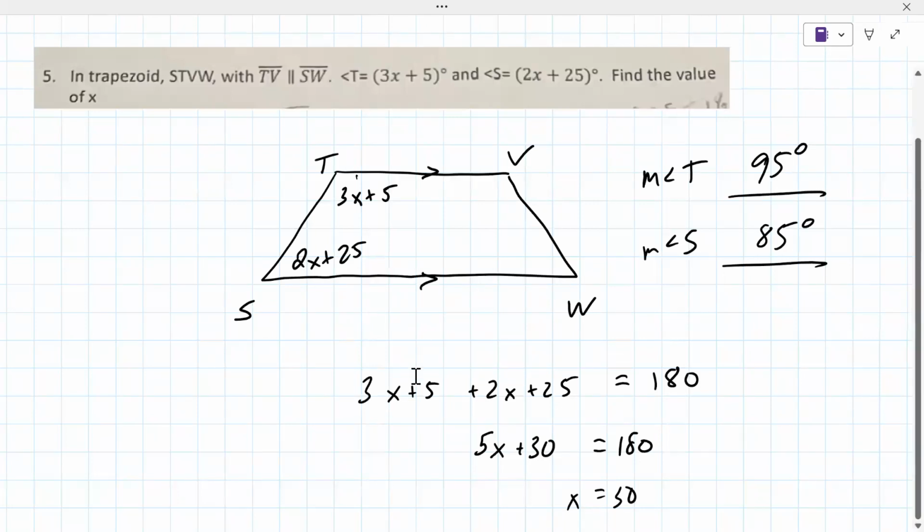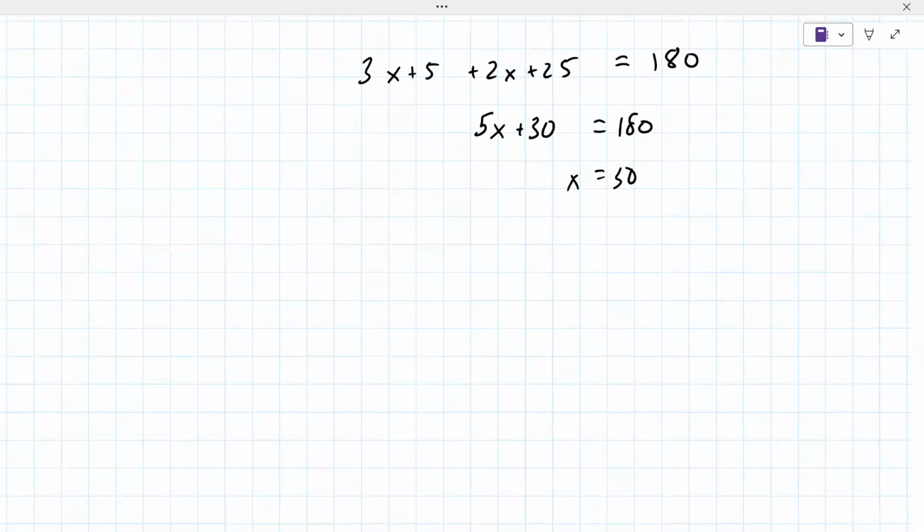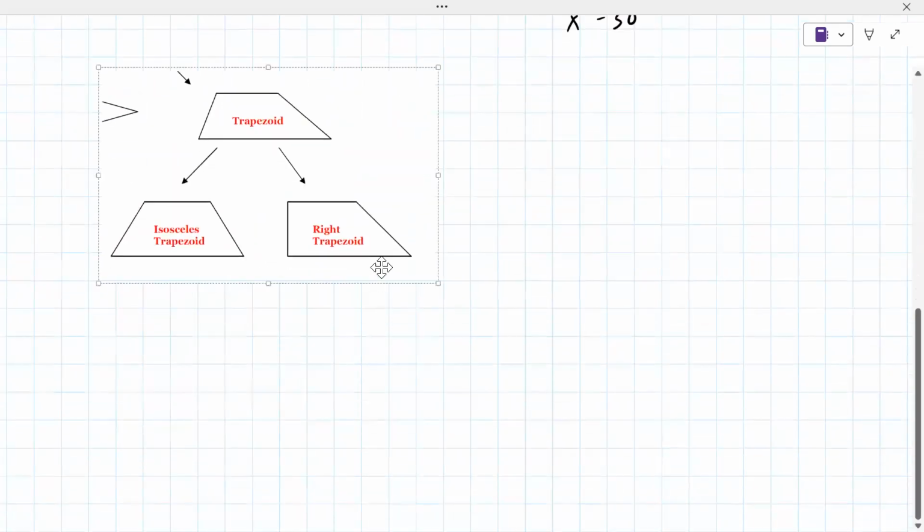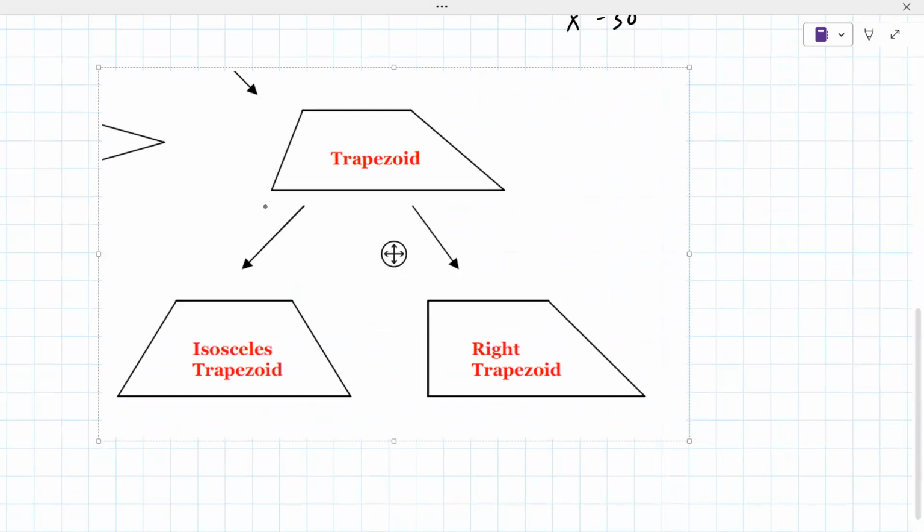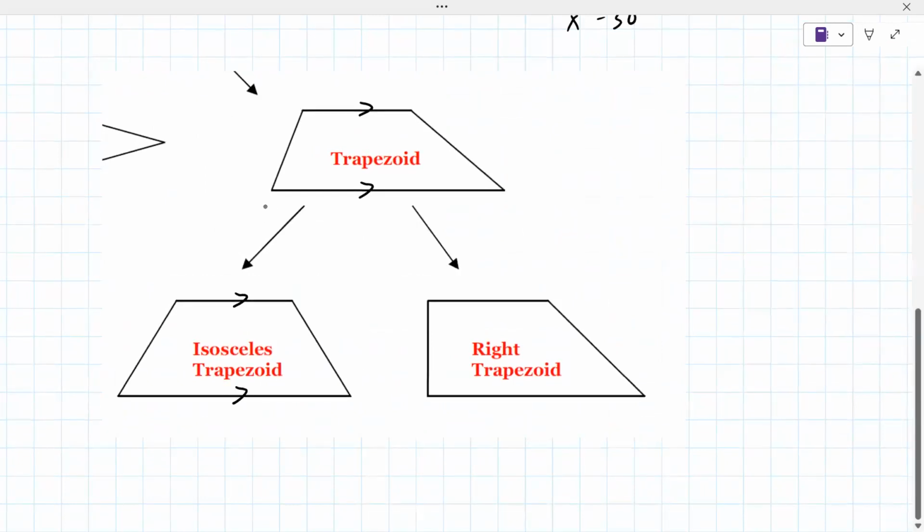So, some more things about trapezoids. Let me grab a quick reference. I think we were doing this the other day. Okay, there are three types of trapezoids that you might need to know about. They all are the same in terms of the parallels. They have one set of parallel sides.